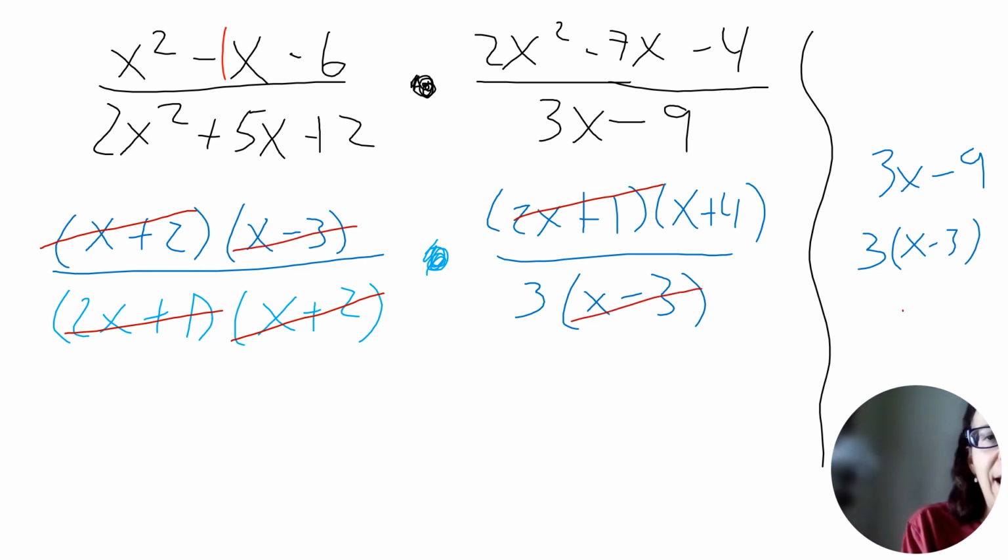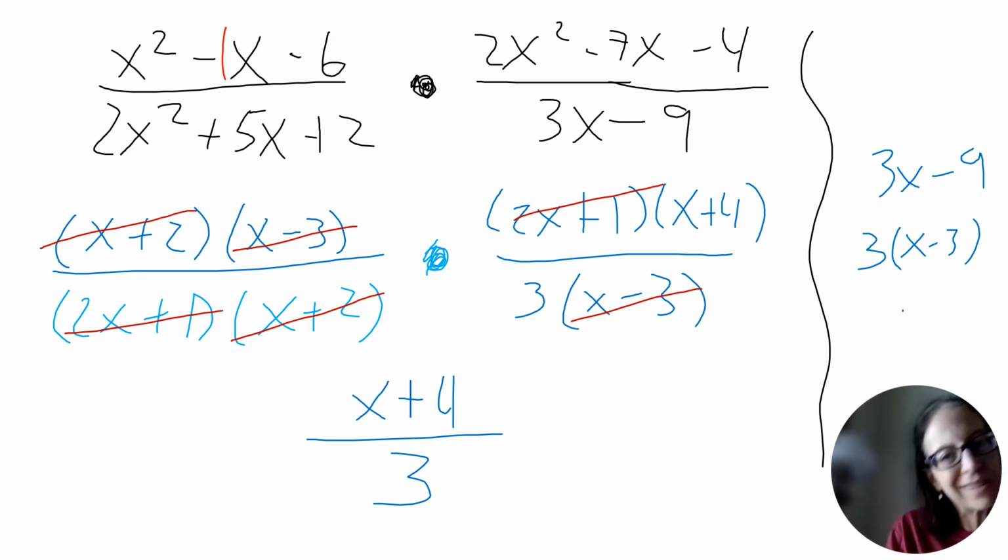And then when everything is said and done, I have an x plus 4 in the numerator and a 3 in the denominator. So a lot of work. You can see why we maybe save this unit for last, but it's not a super, super difficult concept. It is just a decent amount of work. So that is our first video lesson on multiplying rational expressions.